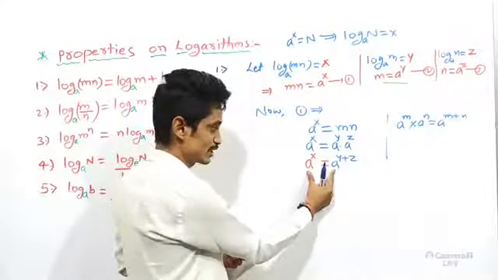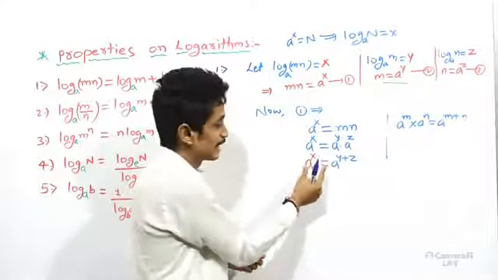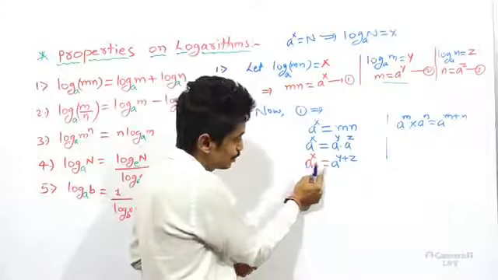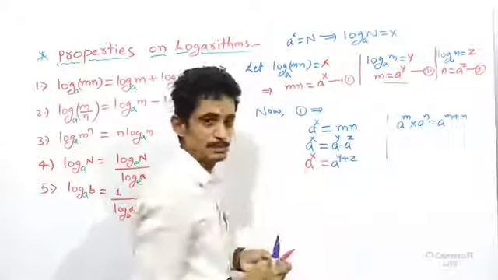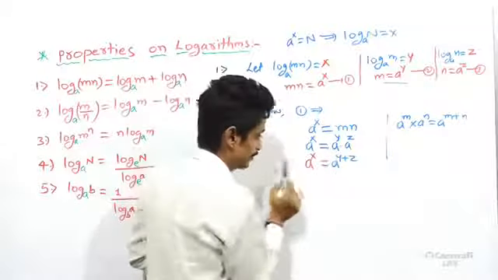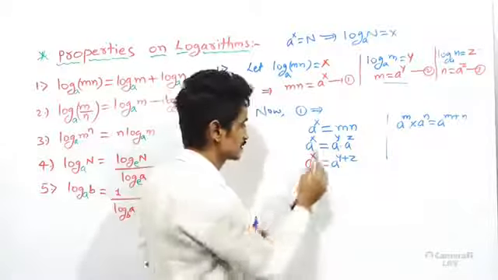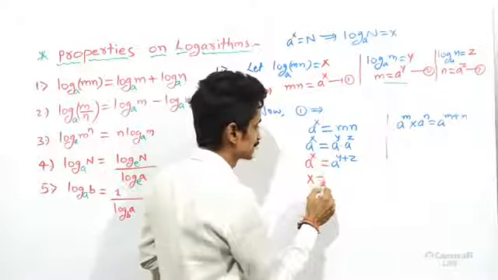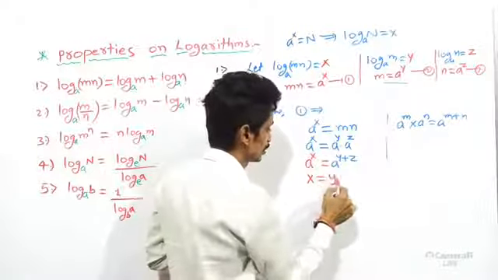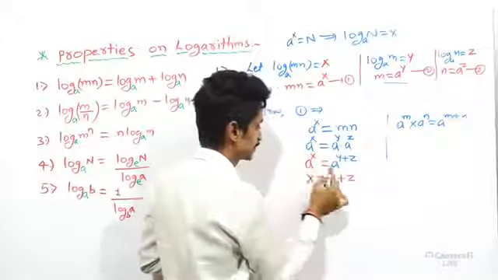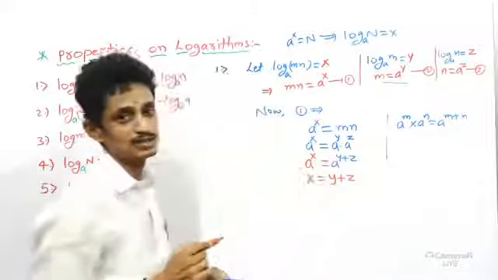When two exponential numbers are the same, their corresponding bases as well as powers will be the same. So here base a is the same, then their powers should be the same. x is equal to y plus z. Bases are the same, then exponents become equal.